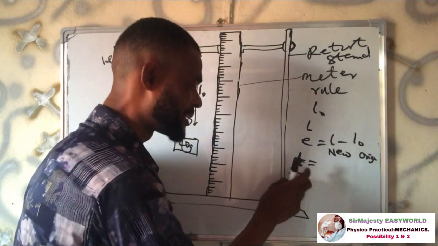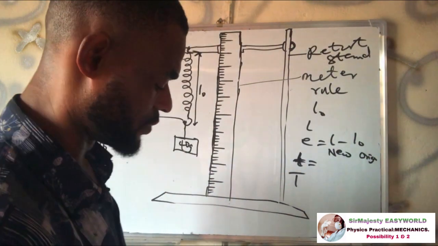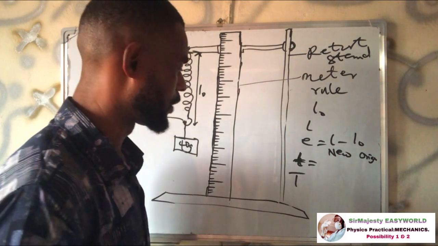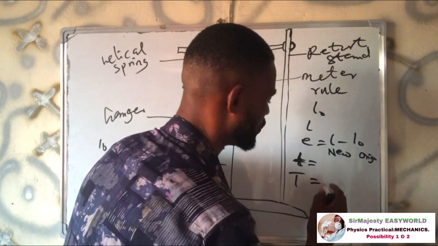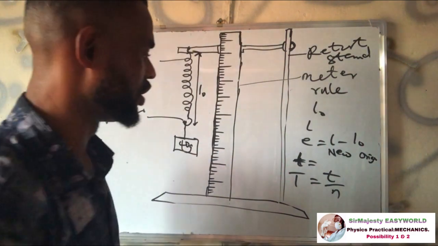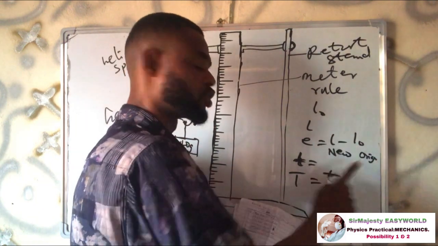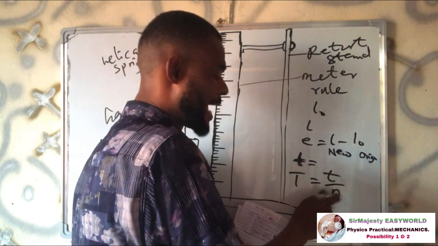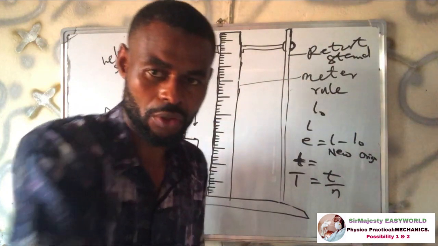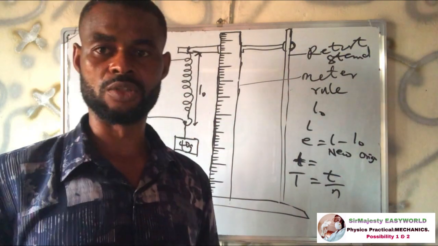Your period is the capital T, and all of us know that the value of capital T is equal to small t over N. What does this t represent? This t represents the time you obtain from your stopwatch, and this N is the number of oscillations. Here, we are using a reference number of 20 oscillations.